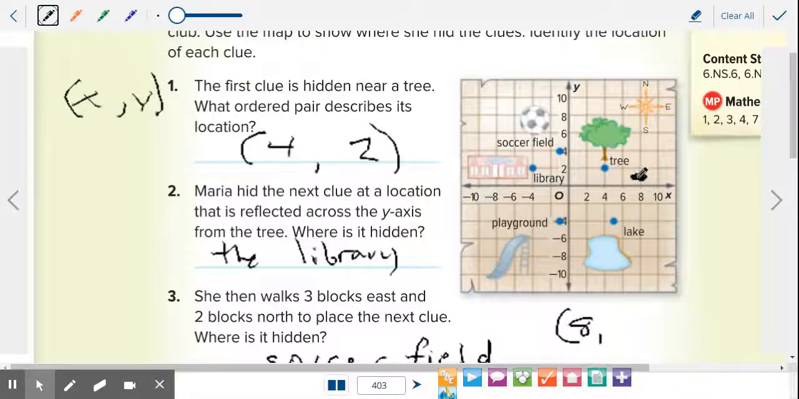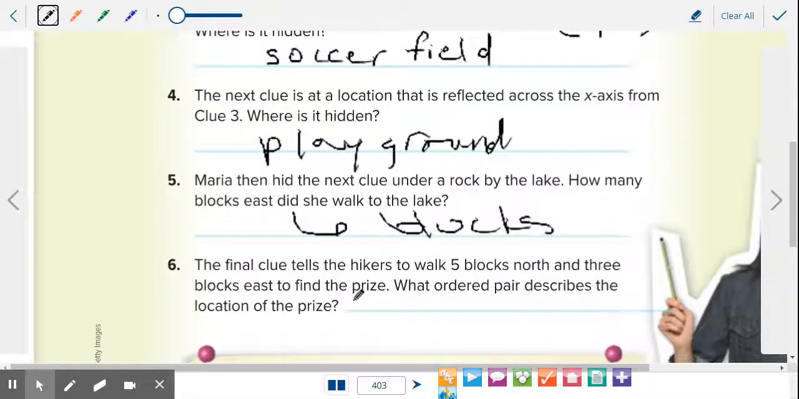What would be the y value for this point right here? Where the prize is at? What's the y value? How many did we go up? One. So there's your ordered pair, 8, 1. Okay, as soon as you have that, let's go ahead and go on to the next page.